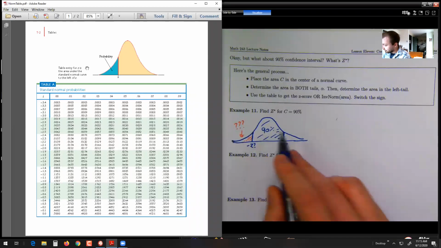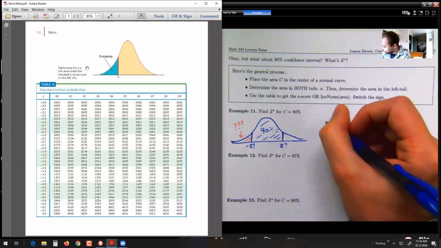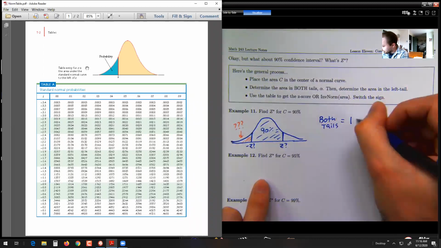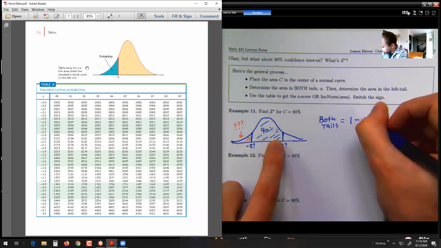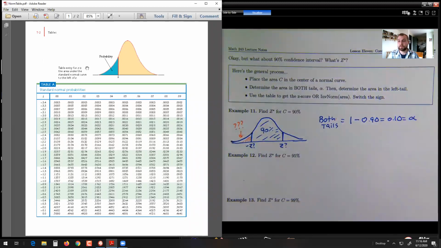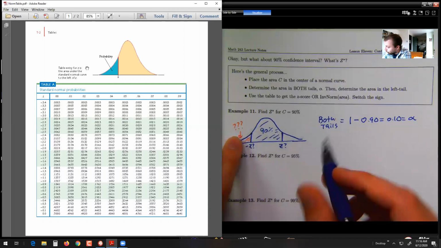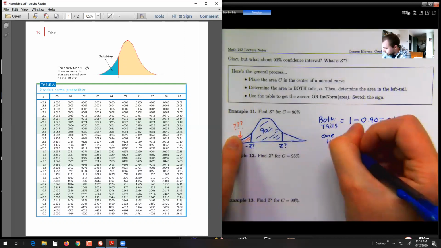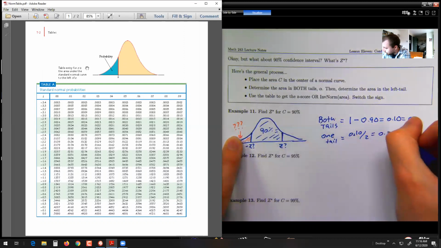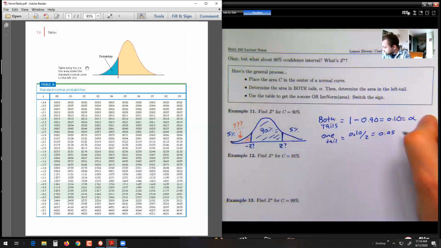If I have 90% in the center, then the amount I have in both of my tails, I'm using this alpha symbol to be the area I have in both tails. I have 100% take away the middle amount gives me 10% inside of both of those tails together. So 90% leaves me with 10%. If I only wanted one tail, I would take this 10% and I would split that in half. So in this case, if I have 10% in total, that tells me I have 5% in each of these tails.